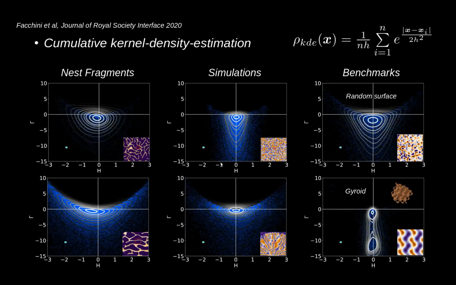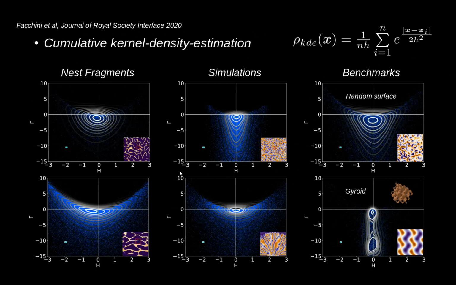And being a bit more quantitative again, I constructed here a cumulative density diagram. In each of these panels, you have the mean curvature on the horizontal and the Gaussian curvature on the vertical. And you see that the shape of these lines, which are just different cumulative probabilities, are similar if you consider simulation and nest in the isotropic case and also in the anisotropic case.